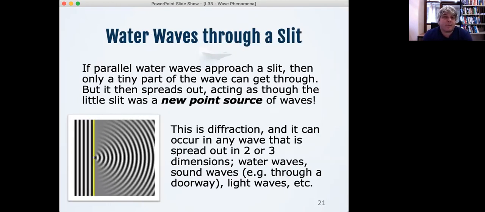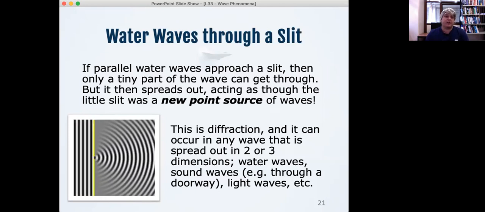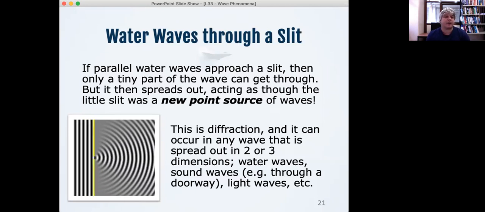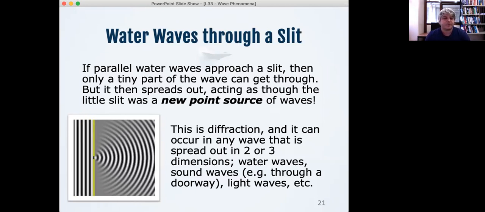The classic example is water waves going through a little slit. So if you've got a wall in the ocean and the waves are coming in and there's a little gap in the wall, then the waves will travel through and they'll spread out on the other side. And that's exactly what happens. You can go and look at it in the real world. There are videos online. Feel free to go and find them. I've got a GIF here because it's just a bit clearer.